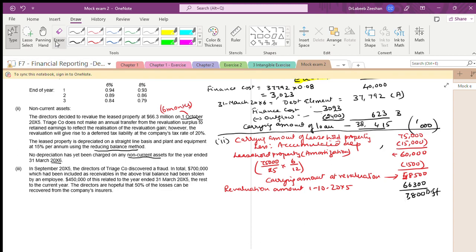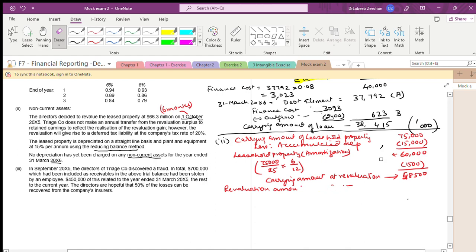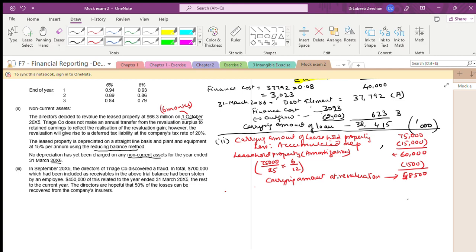I am not doing any major changes. If you have written, don't do anything. 58,500 is the carrying amount. Is it right? Fair value is how much? What is the revaluation value?